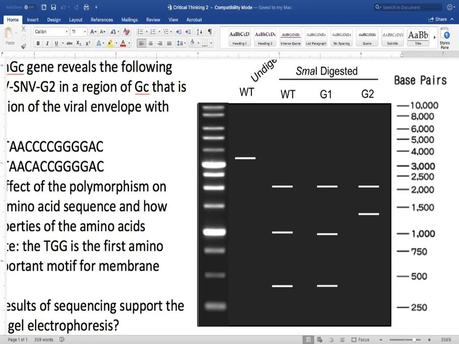G2 gives us 2 bands. What size is this? 2200 and 1400. 1400 is roughly the size of what? The 2 smaller bands in the wild type. So if we were looking at this, what we would likely predict is that there's a mutation that's inhibiting the ability of this band to be cleaved into 2 smaller ones by SmaI, right?